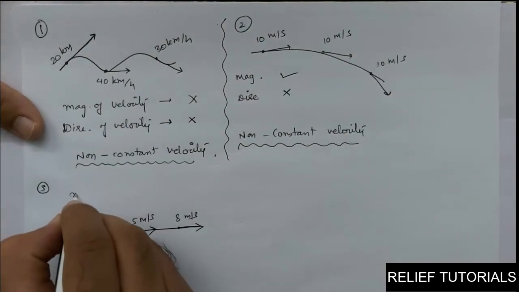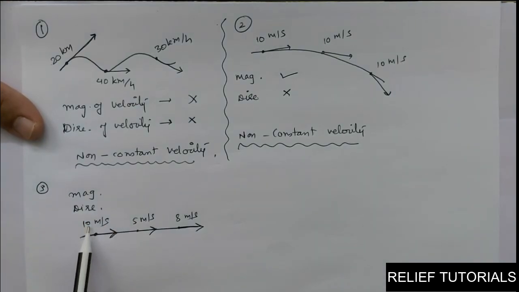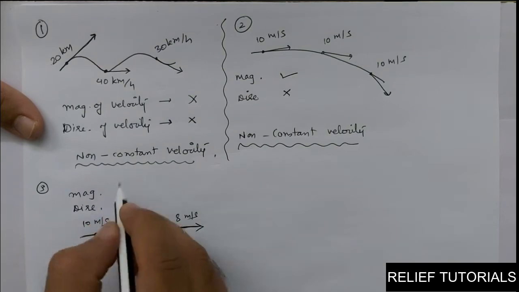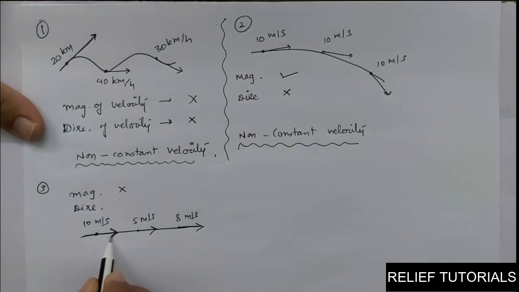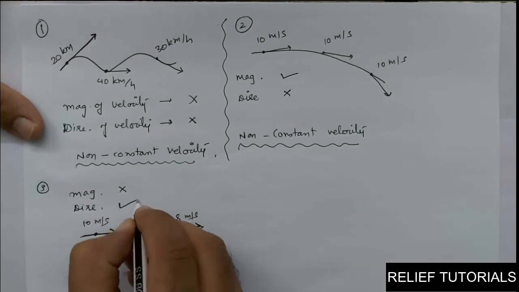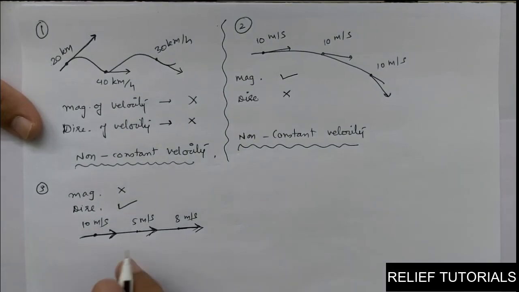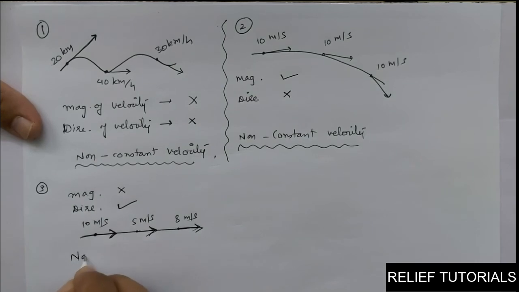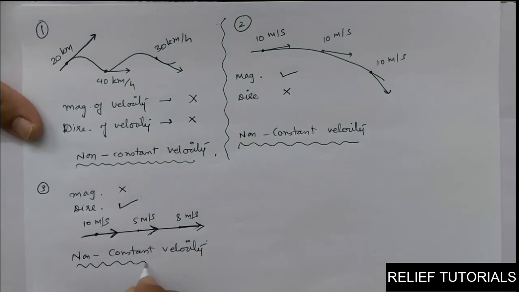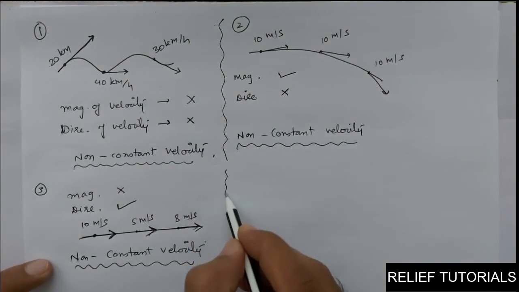So what do you observe? Magnitude of velocity, and what about the direction of velocity? Magnitude of velocity is 10, 5 and 8, so not constant. And what about the direction? Right hand side, right hand side, right hand side. So I think direction here is constant. But as we know, both should be constant at a time. Then only we can say it's a constant velocity. So again, it is non-constant velocity motion. Okay, so these are all three examples for non-constant.